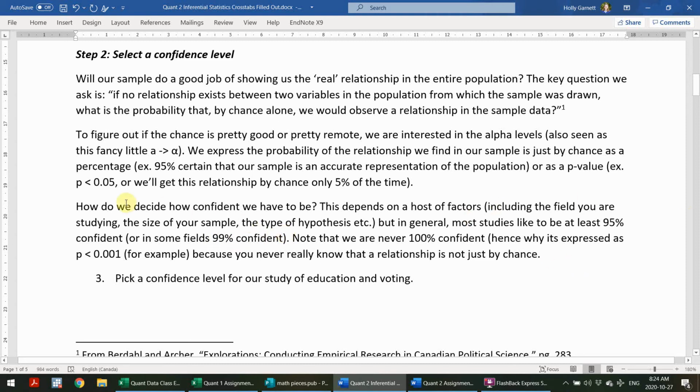So that's why we always express it as P, your P value being less than, for example, 0.001, right? Because you know that it's never equal to that. You're never going to be 100% confident, but you want to be at least this percent confident, because you never really know that a relationship is not just by chance. It still could be by chance.